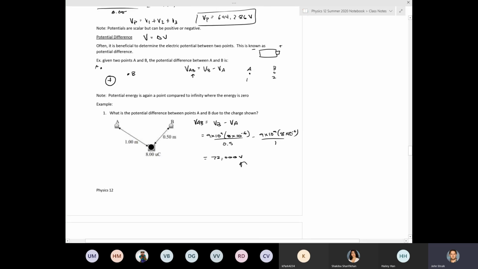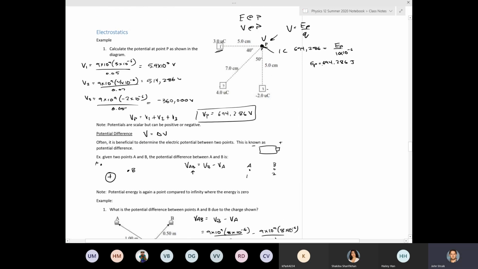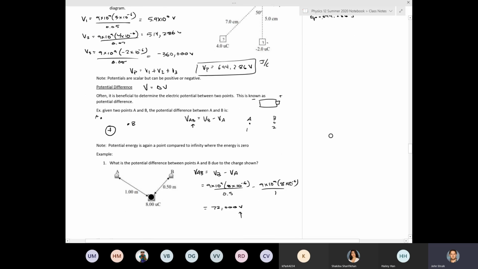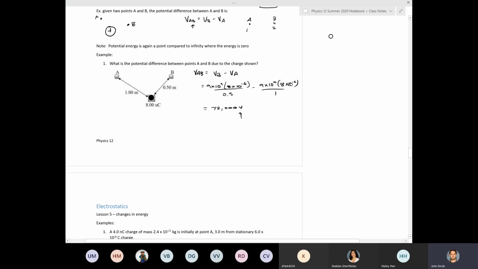If you're doing electric potential, you can either do volts or, technically the more accurate thing is to do joules per coulomb, but I always do volts because it's the same thing, so it doesn't really matter.